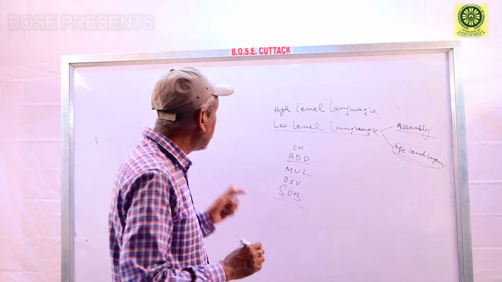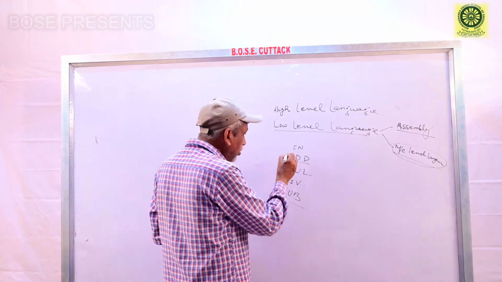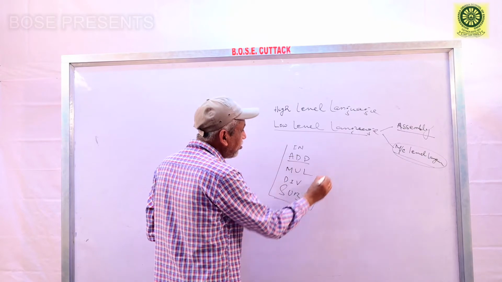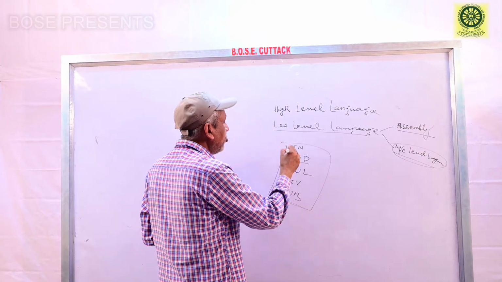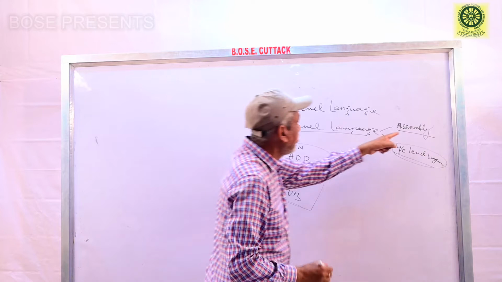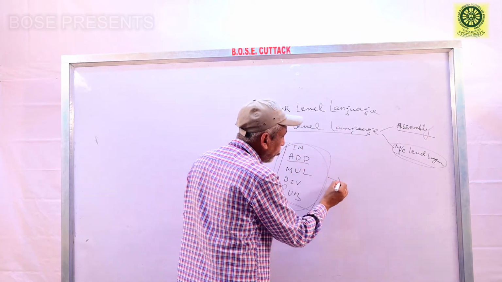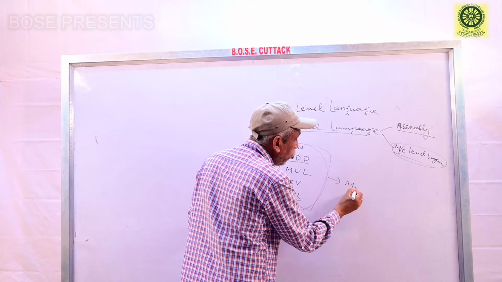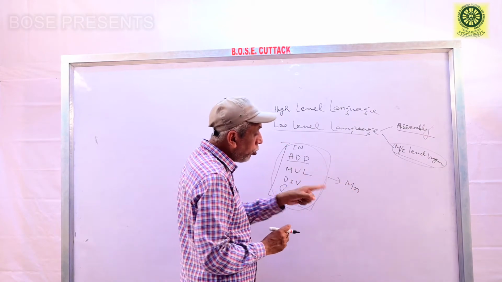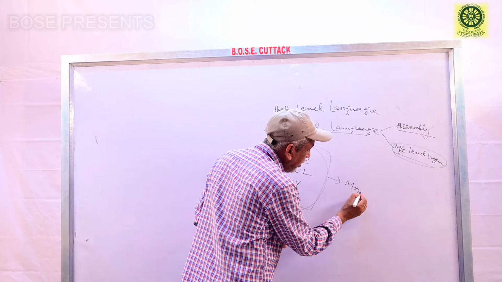But the computer understands 0 and 1, and these are not written in 0 and 1. So whenever we write in assembly language using these special codes, these special codes are called mnemonic codes. Remember, mnemonic. Pronunciation: mnemonic.